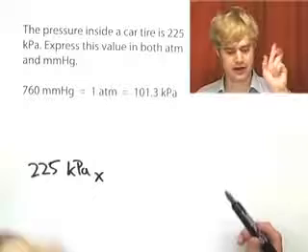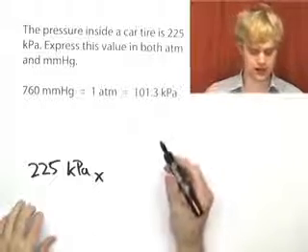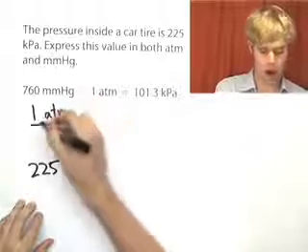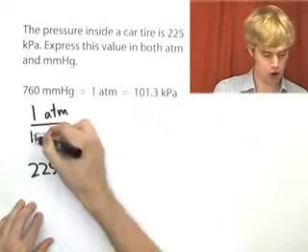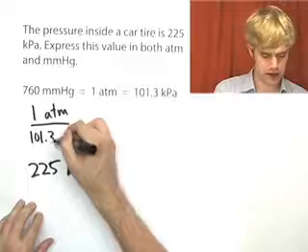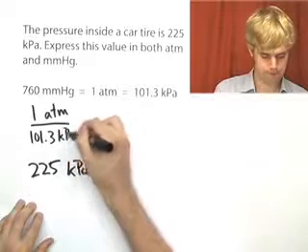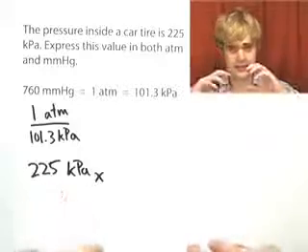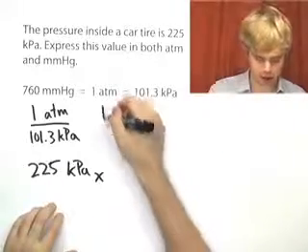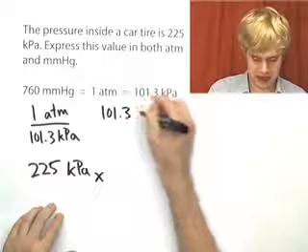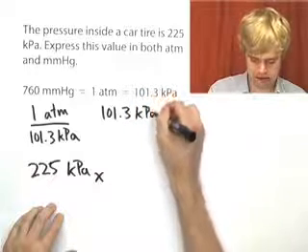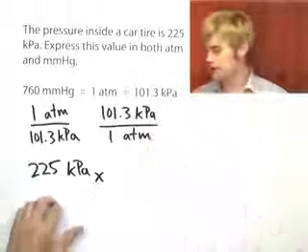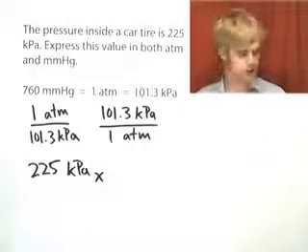There are two conversion factors that we can write. The first is going to be 1 ATM over, and thus equals, 101.3 kPa. That's one conversion factor. Another conversion factor that we can write is that same one, but just flipped. So we can write 101.3 kPa divided by 1 ATM. These are both perfectly good, but which one do we want to use?